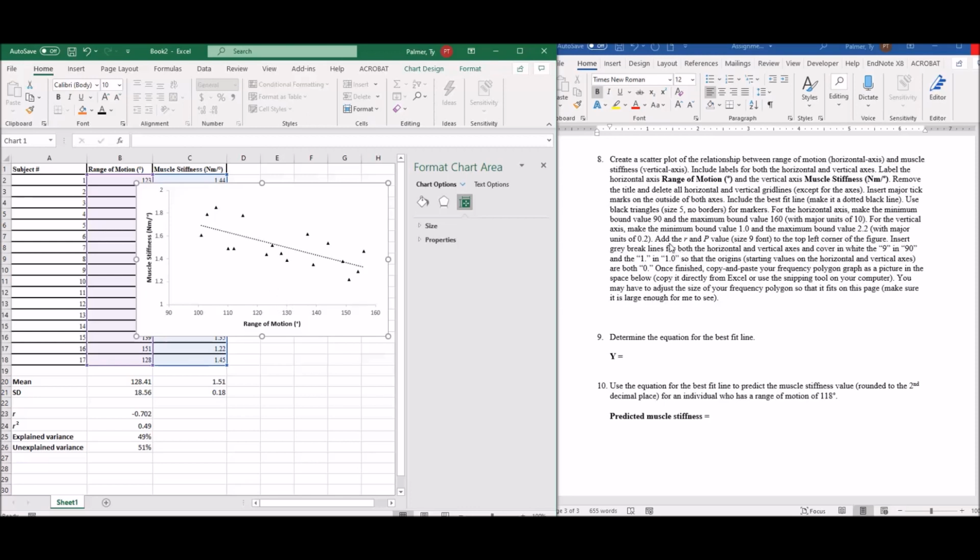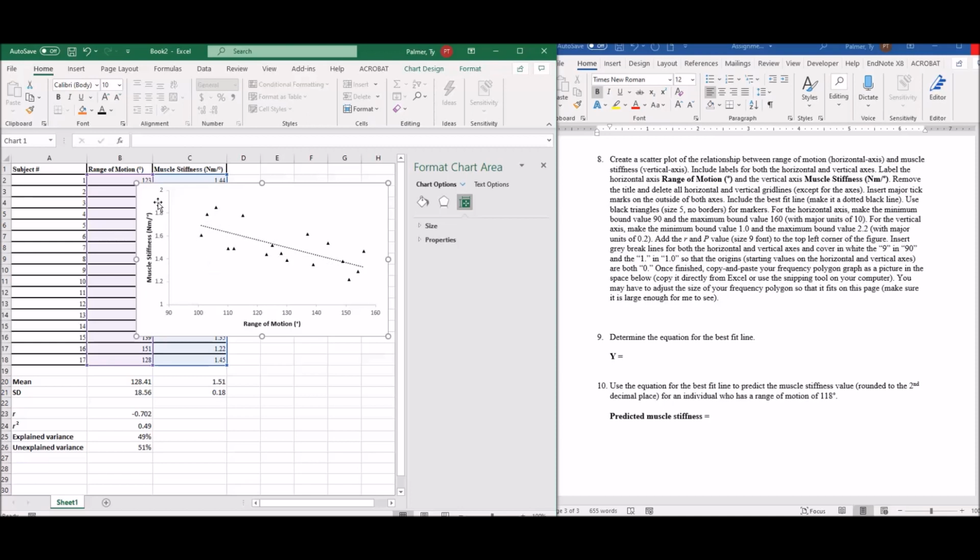Now the next step here, it says add the R and P value. We need to make them size 9 font to the top left corner of the figure. Okay, so somewhere about right in here, top left corner of the figure, that's where we need to add in our R and P value. And this is very common in research when correlation scatter plots are created. Oftentimes in the scatter plots, especially when we have significant correlations like this one here, okay, where the R value, the correlation is significant, we definitely want to input, okay, the R correlation value and the P value, okay, and then yeah, we already added the trend line.